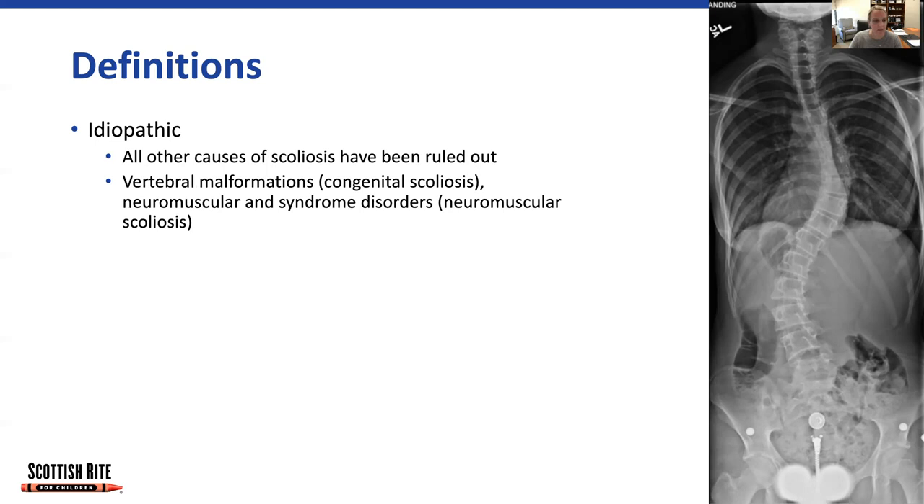Idiopathic scoliosis means that all other causes have been ruled out. Anything that has a vertebral malformation, where the vertebrae wasn't formed correctly or wasn't separated from the other surrounding vertebrae correctly, is considered congenital scoliosis. And then there's also neuromuscular and syndromic scoliosis, which occurs in patients who have underlying neurologic disorders such as cerebral palsy, spina bifida, and multiple other genetic conditions.